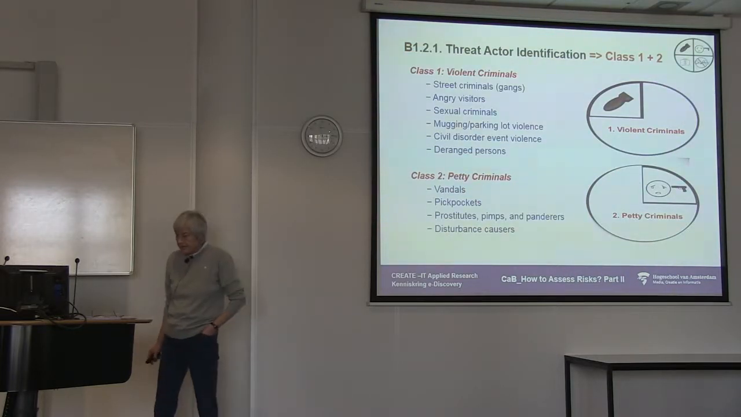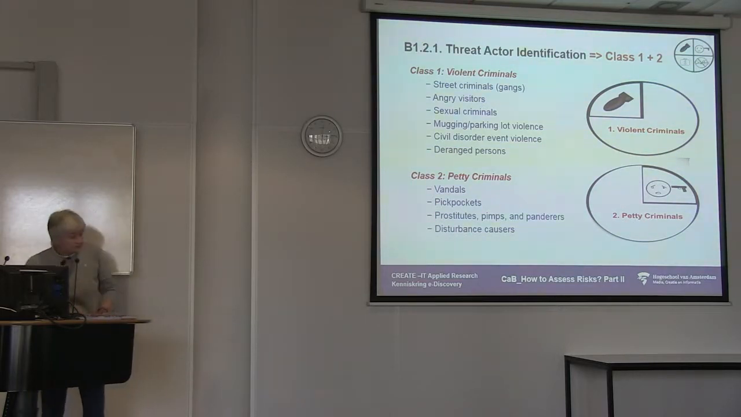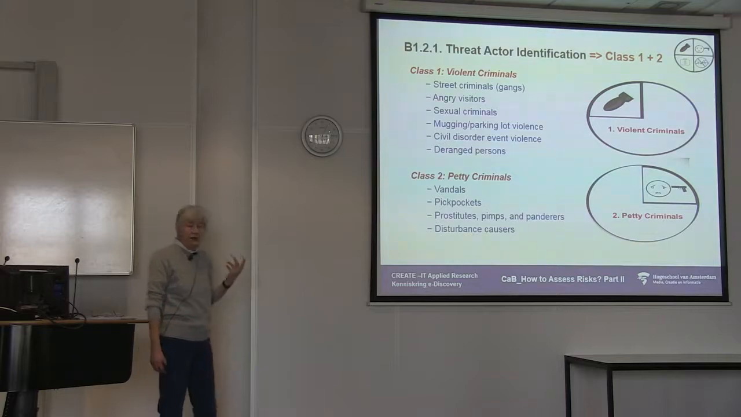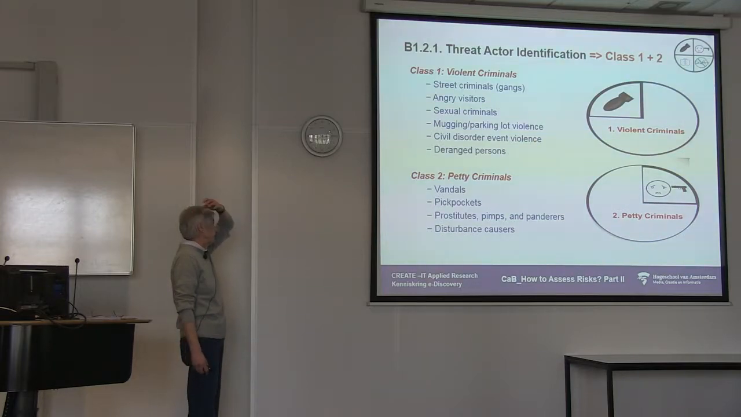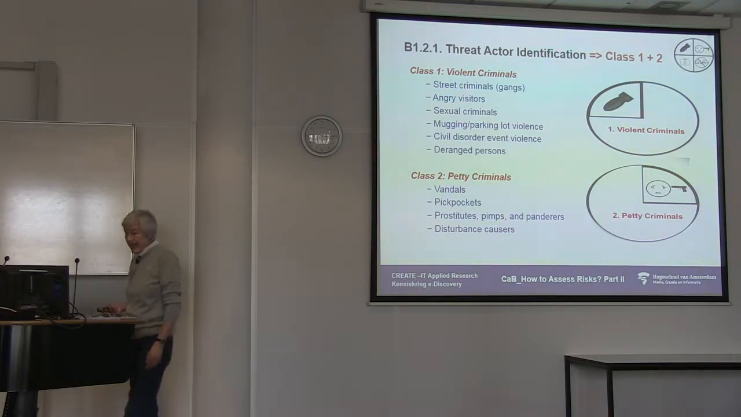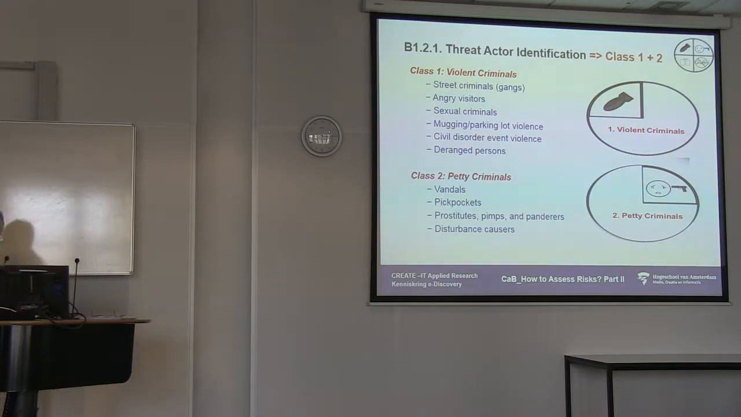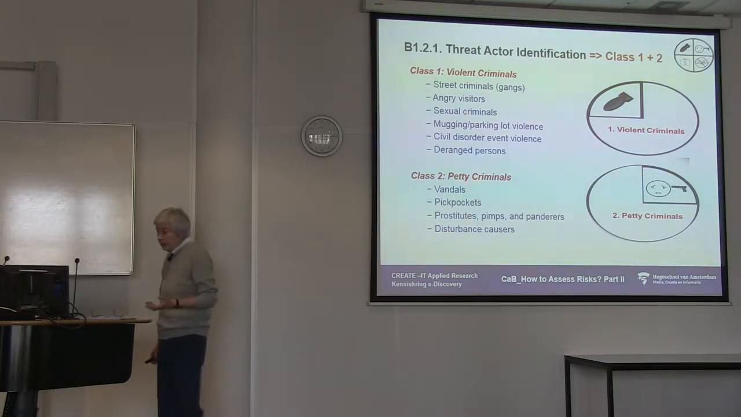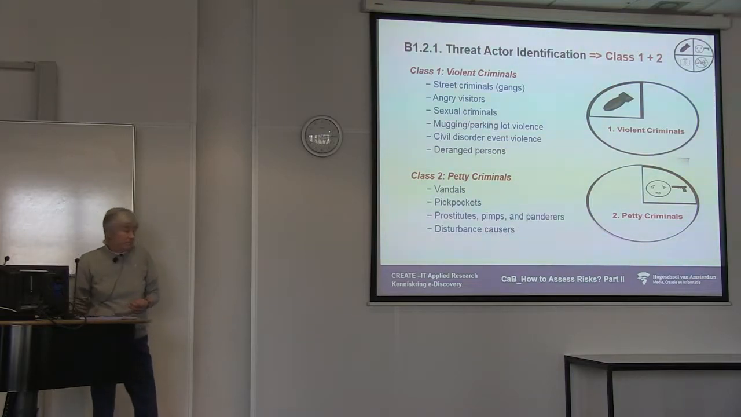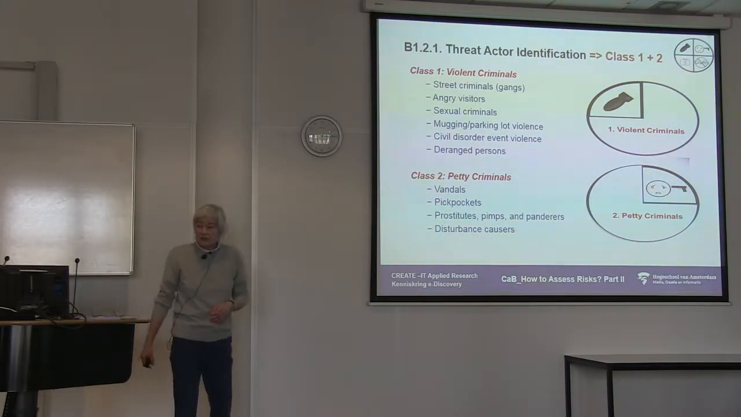It's the same way. Class one, the violent criminals. They use violence, that's why you see a picture of a bomb on the left upper corner of the circle. What can you find among violent criminals? Well, the street criminals, also known as gangs, angry visitors. If they don't agree with your organization or with your products and they are allowed to enter your organization, they run amok and they get angry. And they mostly use violence.